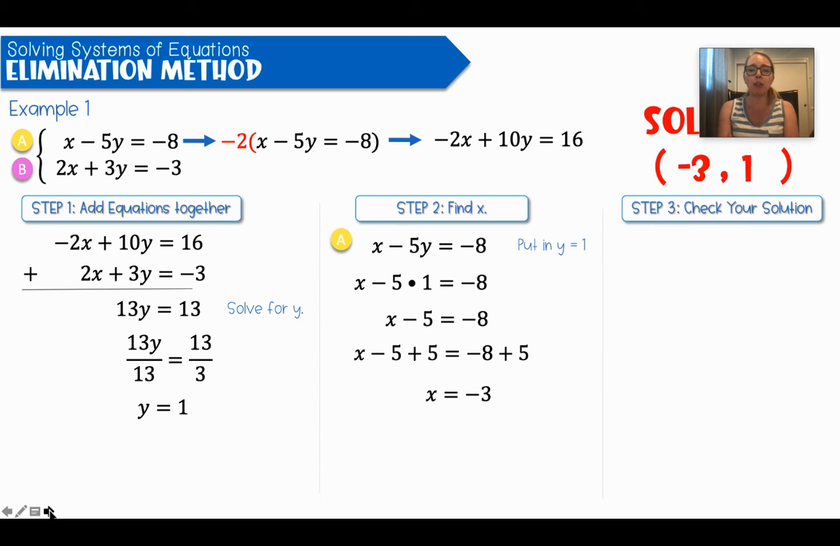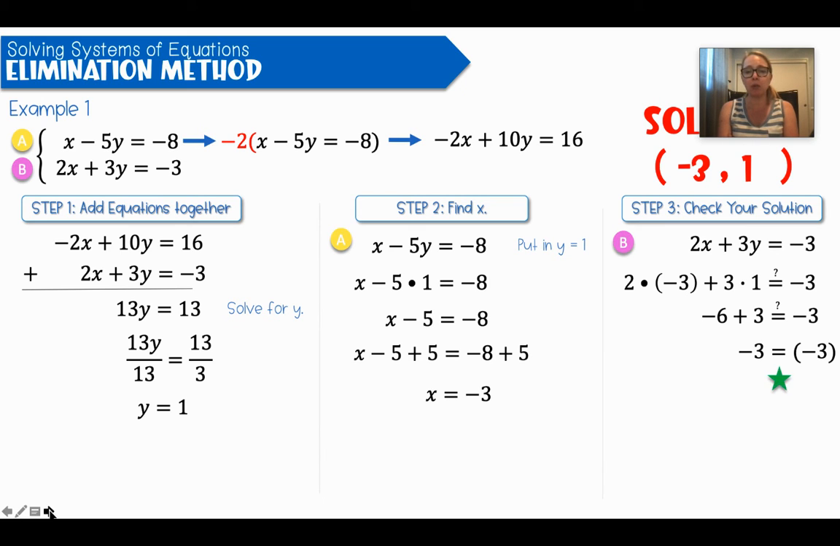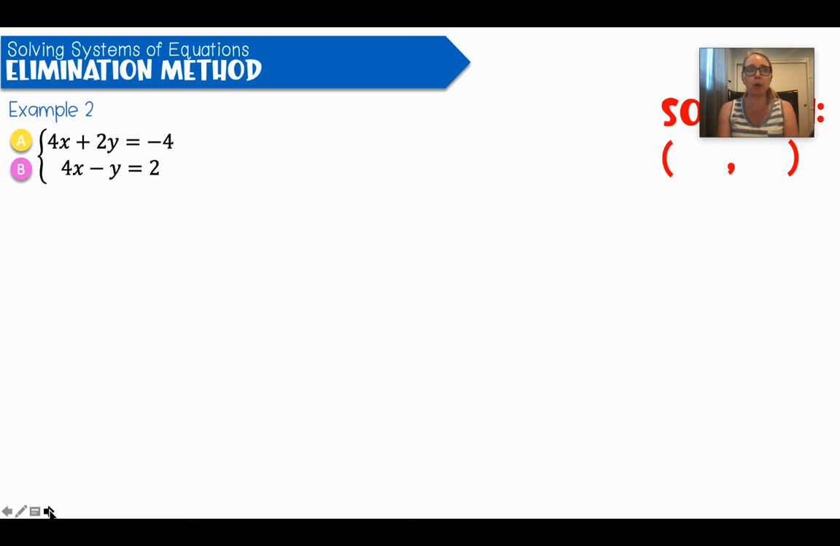That means that when we check our work, we should be using equation B so that we can make sure it is the correct solution. You're plugging in negative 3 for x and 1 for y, and then simplifying that left-hand side. Negative 6 plus 3 does equal negative 3, so we have a true equation. Negative 3, 1 is the solution to our system. All right, example number 2.